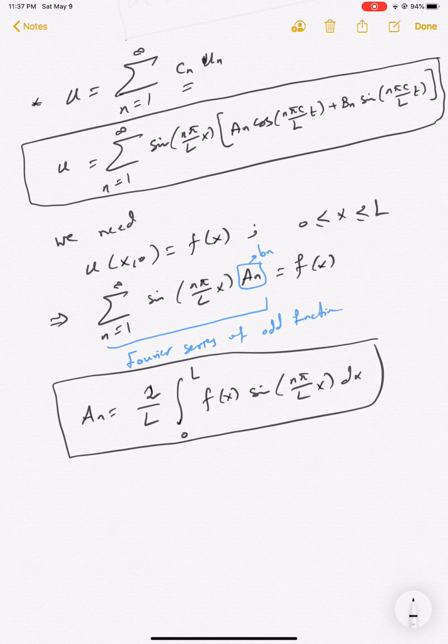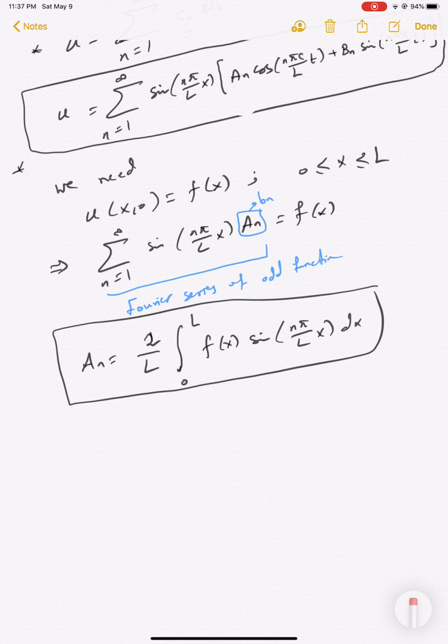So what we found now is this is the u, and inside the u there is an an. What is the an formula? This is it. We found it. Now what remains is to find the bn. And how are we going to find the bn?